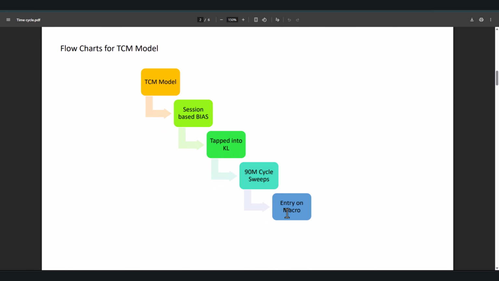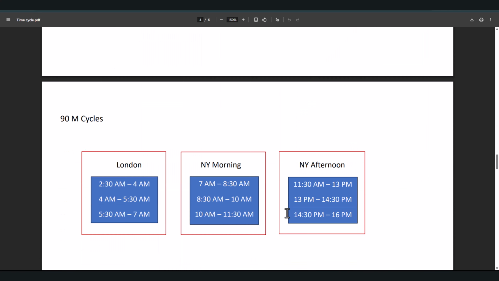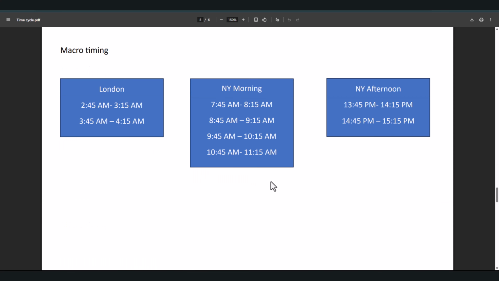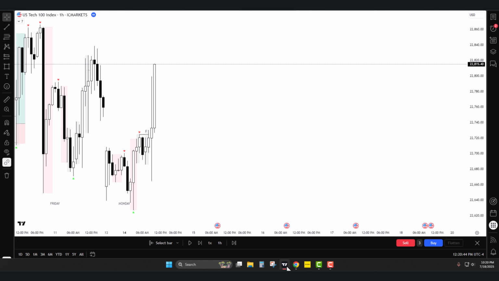Then we have to enter on M1 inversion during macro time frames. For macro time frames, we'll trade on New York morning. So this is your macro timing. Take screenshots and make notes. Our entry must be placed during these time periods. Let's go to the chart directly.